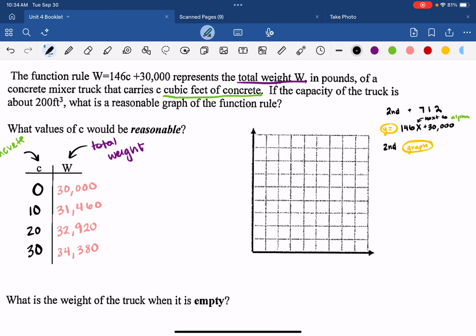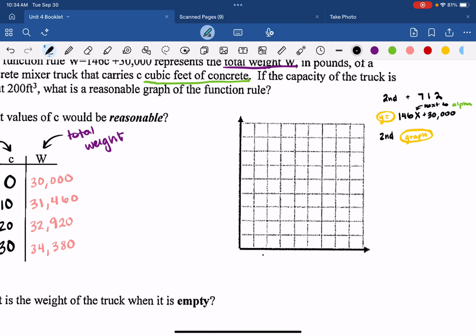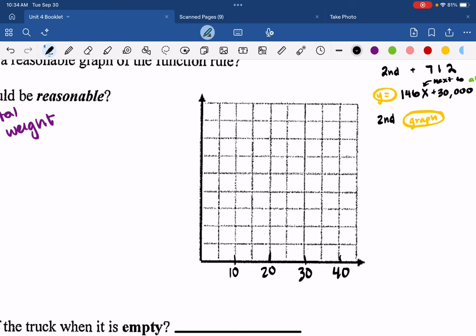When we graph, notice what we're going up by. Okay, we're jumping big, so I'm going to go up by 10s or by 5s, probably rather. Yeah, like this. Okay, so I've got 10, 20, 30, 40. And then up the side, I'm going to go by 10,000. So I have 10,000, 20,000, 30,000, 40,000. Okay? And let's just label it. So we've got feet cubed, and we've got weight in pounds.